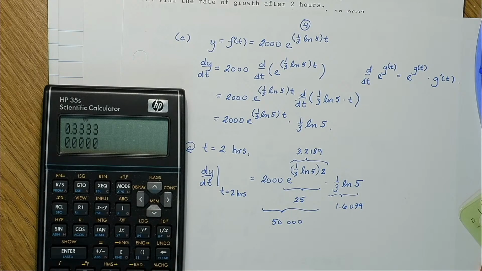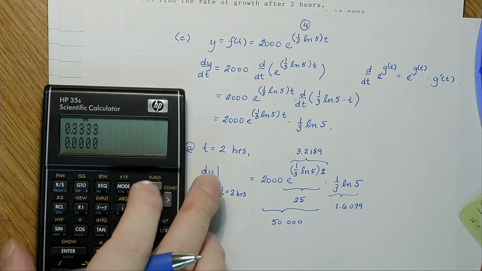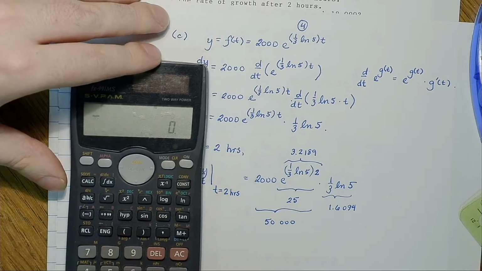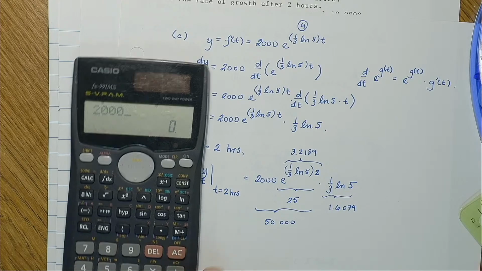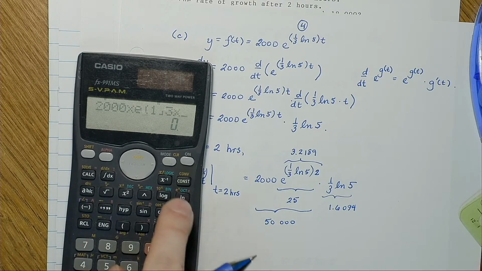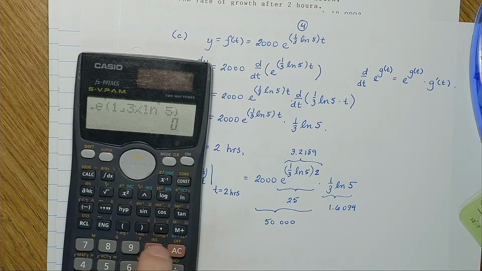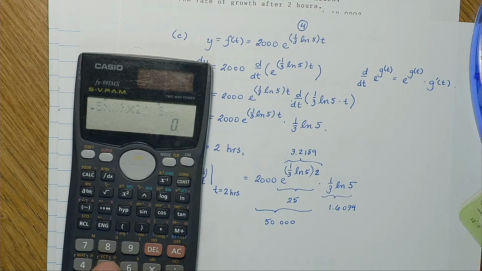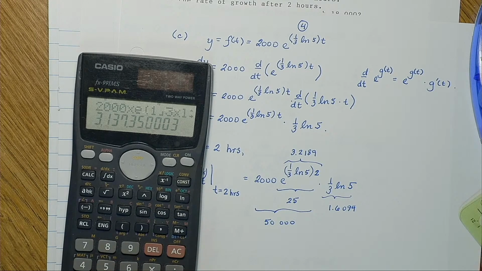Oh, did I miss? I must have mixed up something. It's getting too big. I'll even switch over to this one. There we go. 2,000 times e to the 1/3 ln 5 times 2, times ln 5 divided by 3. There we go. Much better.